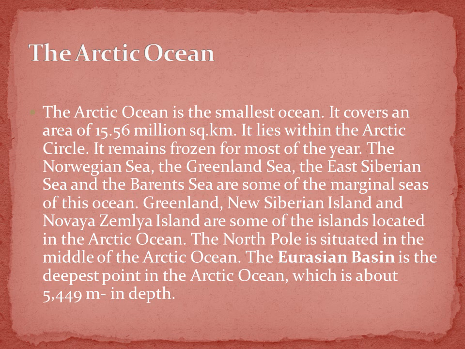Arctic Ocean. The Arctic Ocean is the smallest ocean. It covers an area of 15.56 million square kilometers. It lies within the Arctic Circle. It remains frozen for most of the year.